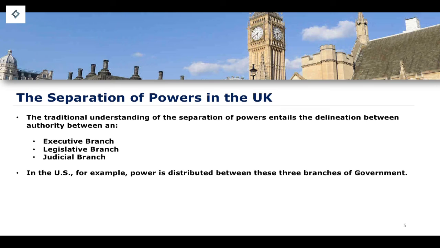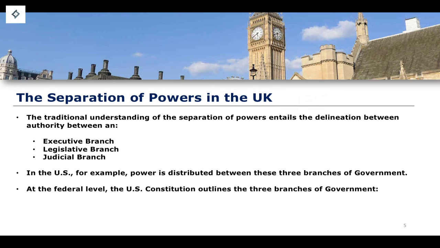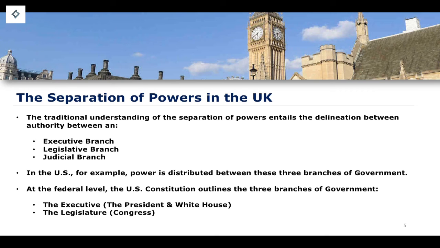In the US, we have these three branches of government, for example. At the federal level, so making it clear that we're talking about this at the federal level, the US Constitution outlines three distinct branches of government. We have the executive branch, which is represented at the federal level mostly by the president and the White House. We then have the legislative branch, or the legislature. Again, this is represented by Congress, the houses of Congress, the House of Representatives and the Senate. And then you have at the federal level the Supreme Court, which represents the judiciary.